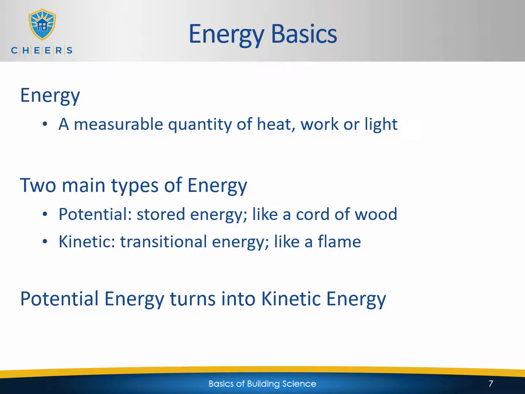So what is energy? Energy is a measurable quantity of heat, work, or light. That's the definition of it. There are 2 main types of energy. You have potential, which is like stored energy, like a cord of wood, and you have kinetic energy, which is transitional energy, like a flame. Potential energy always turns into kinetic energy. So for example, the cord of wood, which is potential energy, stored energy, is lit on fire, and it produces a flame, which in that case is kinetic energy. So again, potential energy turns into kinetic energy.